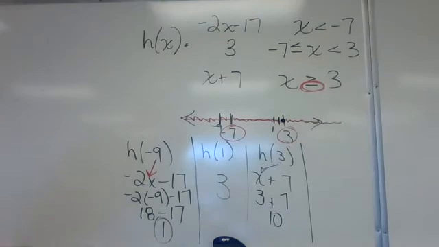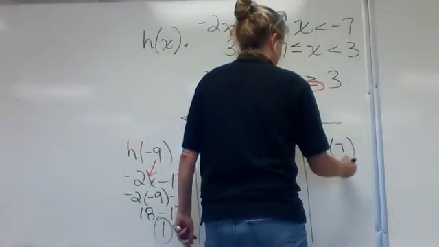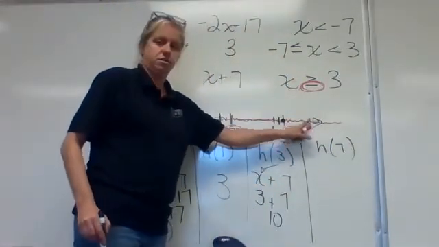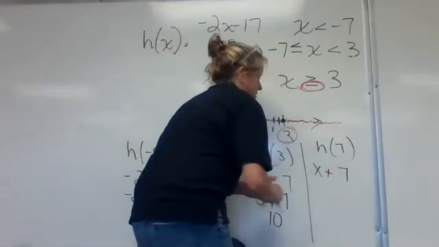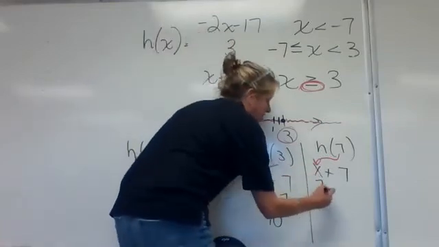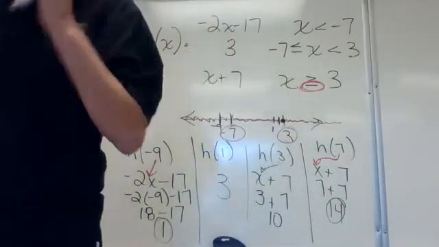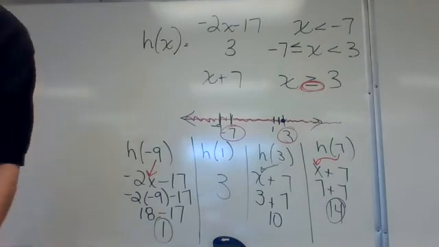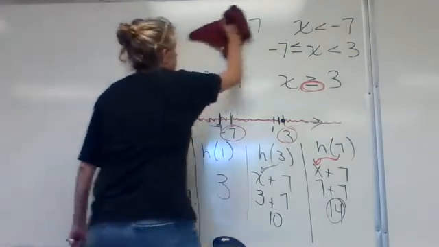And then the last one, it wants me to find h of 7. Well, 7 is greater than 3, right? It'd be over here. So it also goes in the x plus 7 spot. I'll put it in place of the x. So now I have 7 plus 7, which is 14. All right, 2 more. The last 2 are the difference quotient problems.